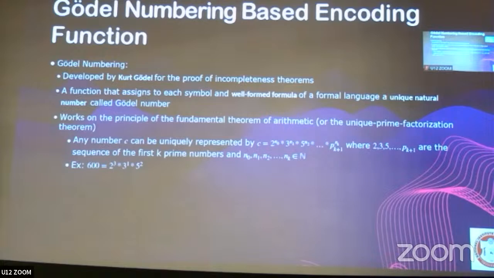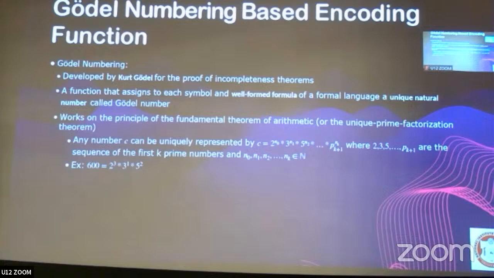So for example, if you take 600, it can be uniquely represented by 2 to the power of 3, into 3 to the power of 1, into 5 squared. So once we know which primes are to be used, we can derive back the powers also.